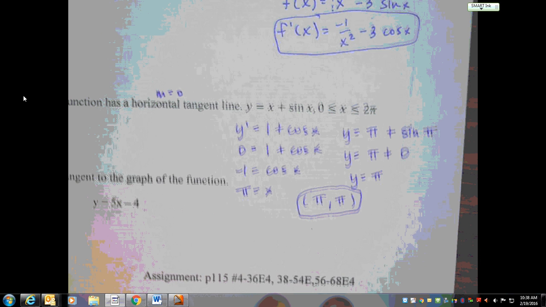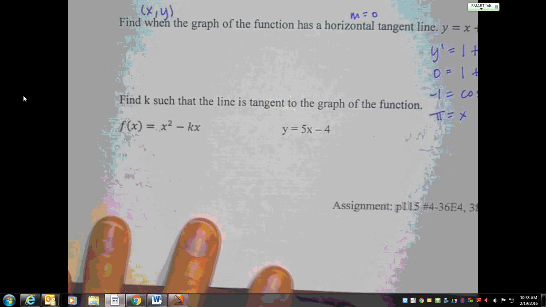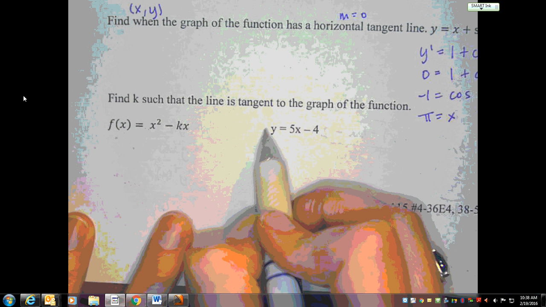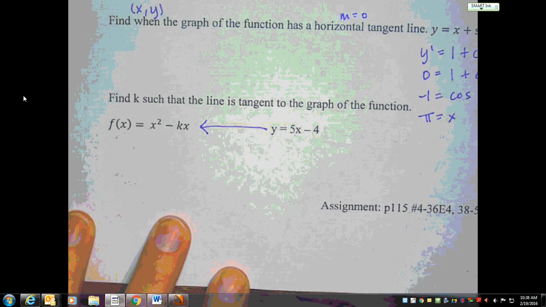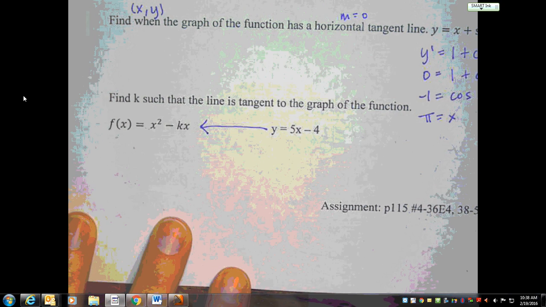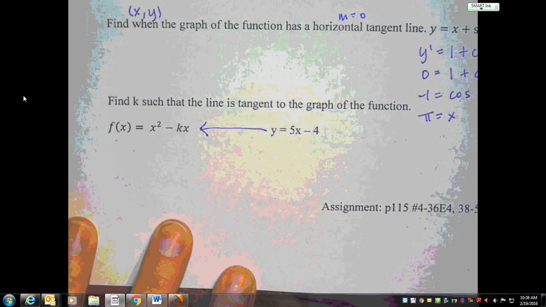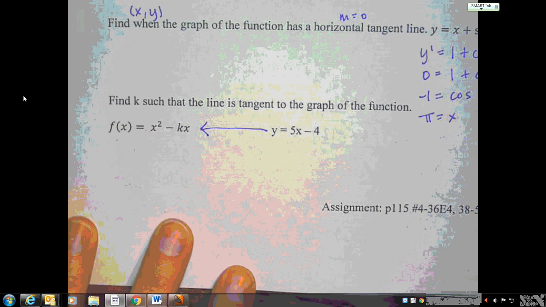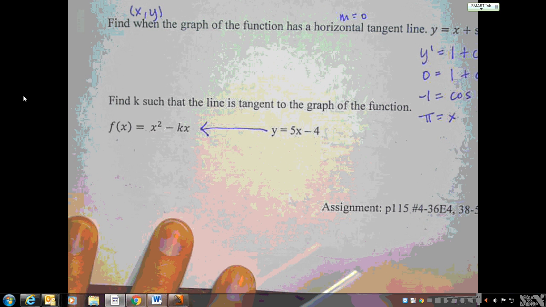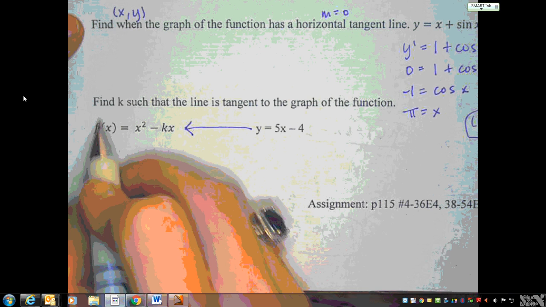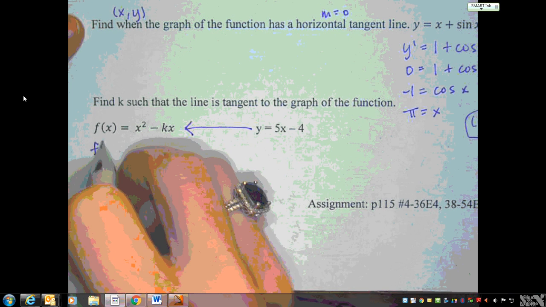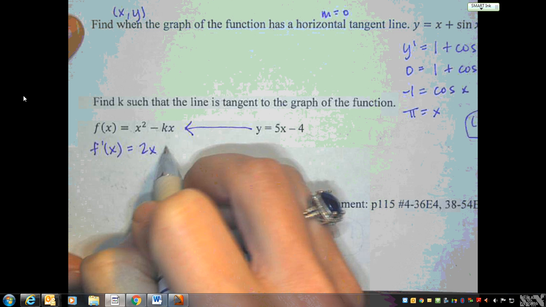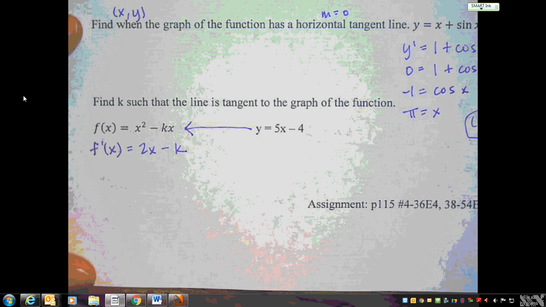All right, next one. Find k such that the line is tangent to the graph. So this line is tangent to this graph of the function. So they do give us a function. The problem is they didn't really complete it. They kind of left a mystery number in there for us to figure out. All right, well, we're talking about tangent lines. We know we're going to need to do derivatives, so let's just figure it out. So that I'm going to get 2x minus k. That's our derivative, yes?